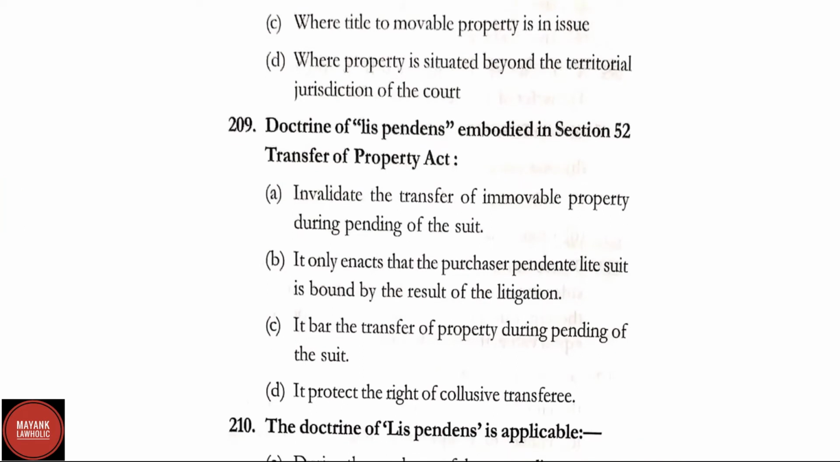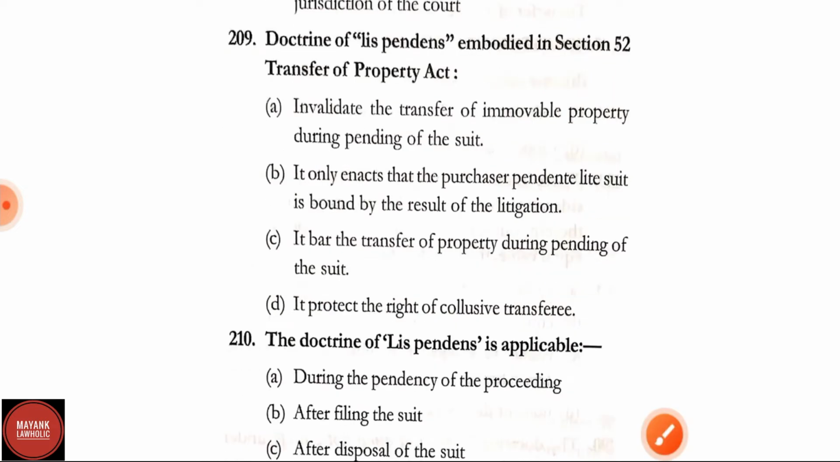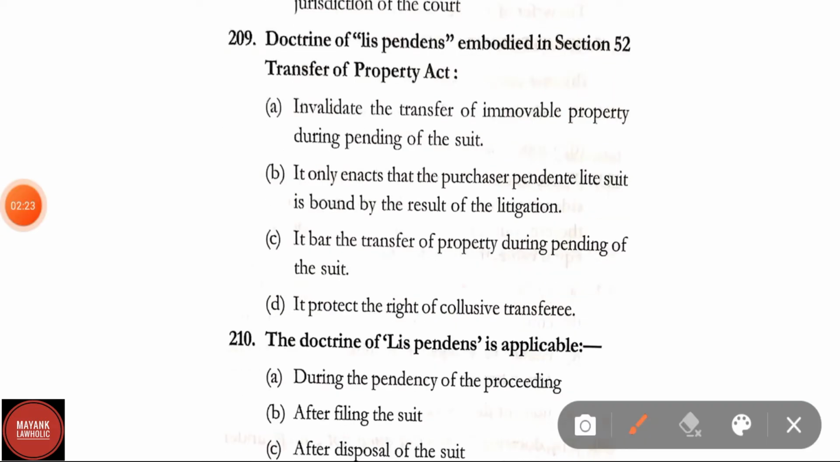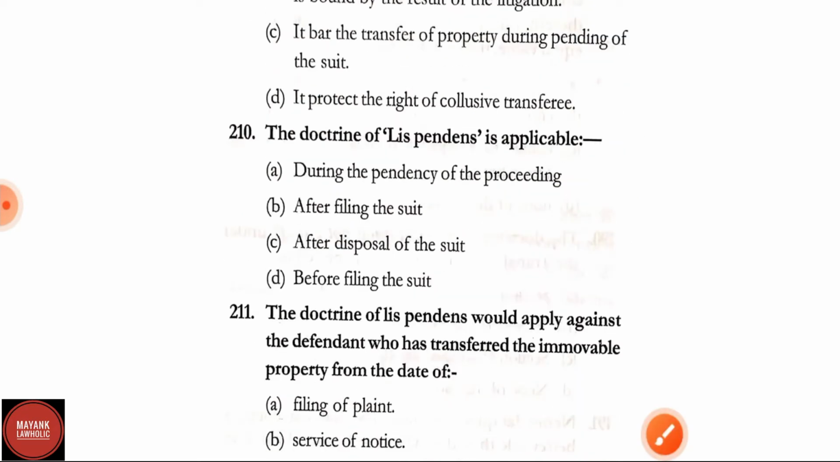Question number 209. Doctrine of lis pendens embodied in section 52 of TPA invalidates the transfer of immovable property during pendency of the suit. It only enacts that the purchaser pendente lite is bound by the result of litigation. It bars the transfer of property during pendency of the suit. It protects the right of collusive transferee. Correct answer is option B, that is, it only enacts that the purchaser pendente lite is bound by the result of the litigation.